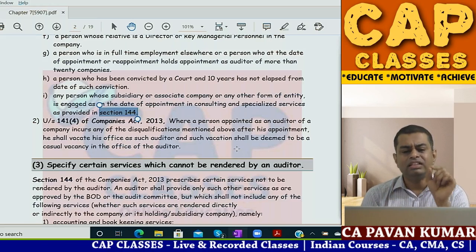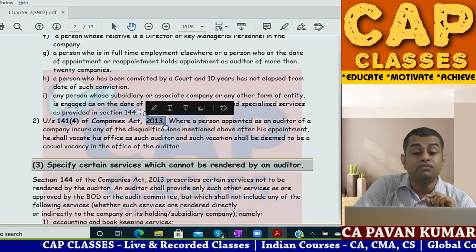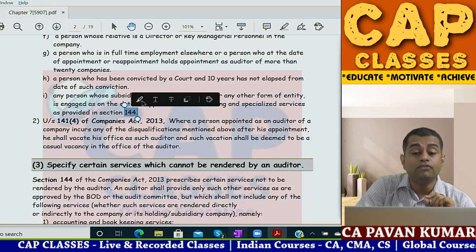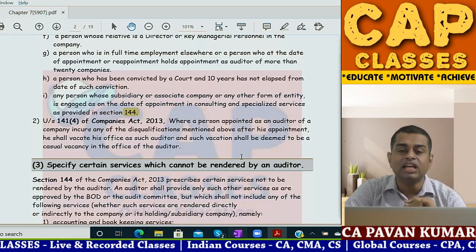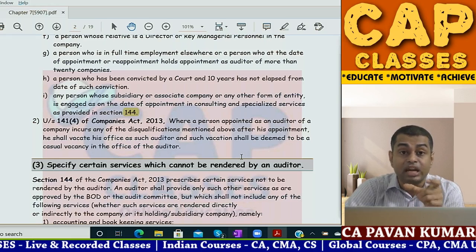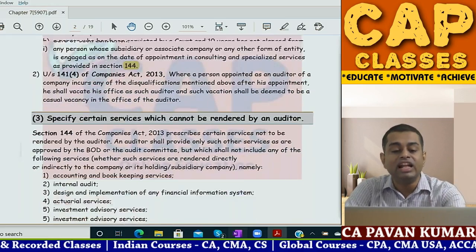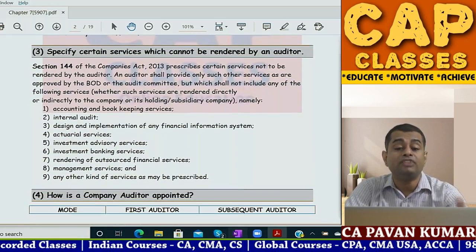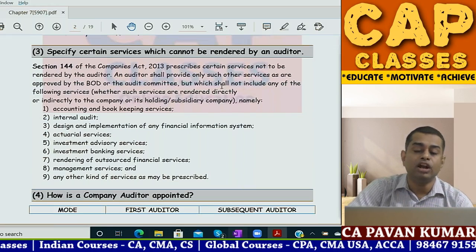Now, Pavan sir, there are some mentions about section 144. Now, what is this section 144? So here 144 is given above somewhere, which are permitted by the Chartered Accountants Act, Companies Act, services which are permitted. So what is this 144 disqualification? That is given in the next question. Section 144 of the Companies Act prescribes certain services not to be rendered by the auditor.